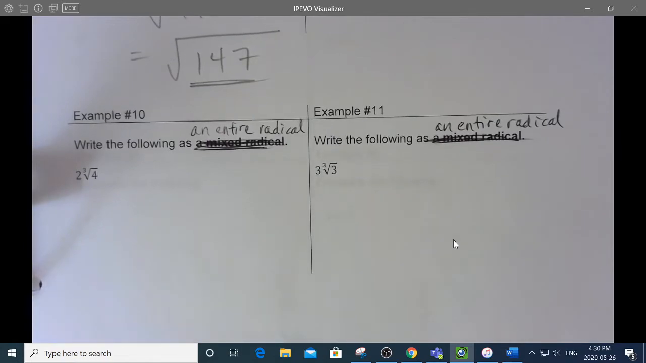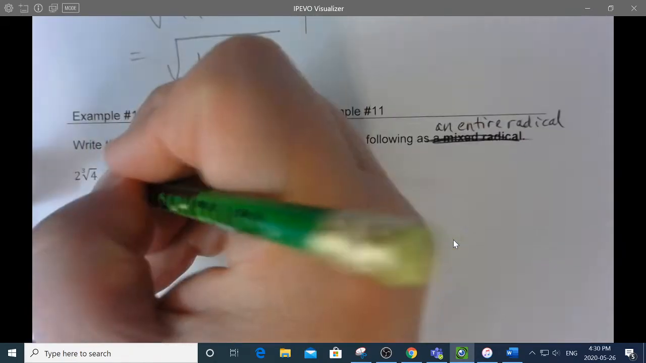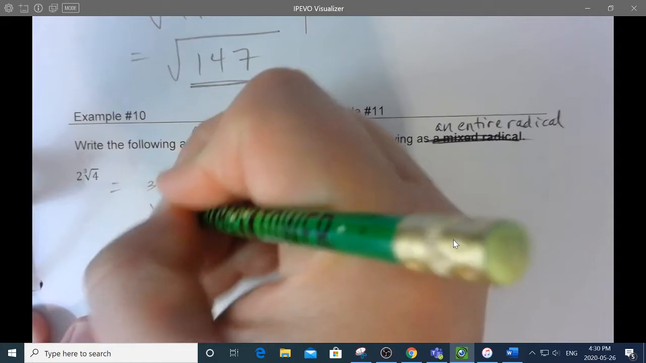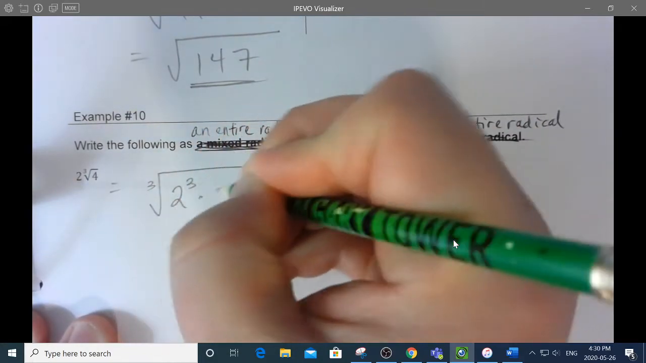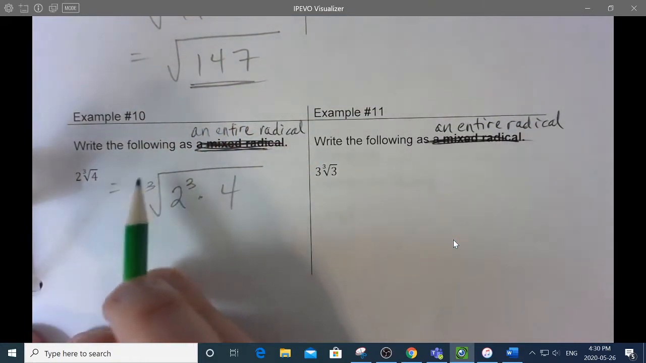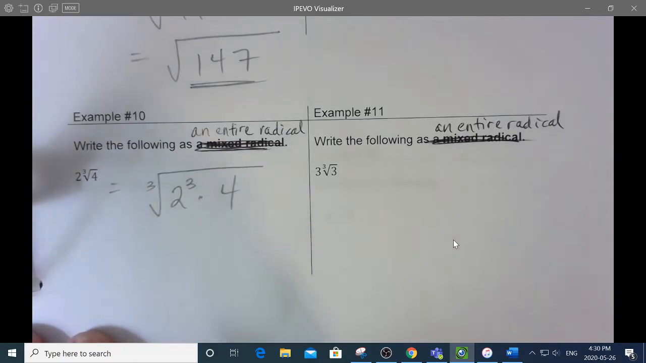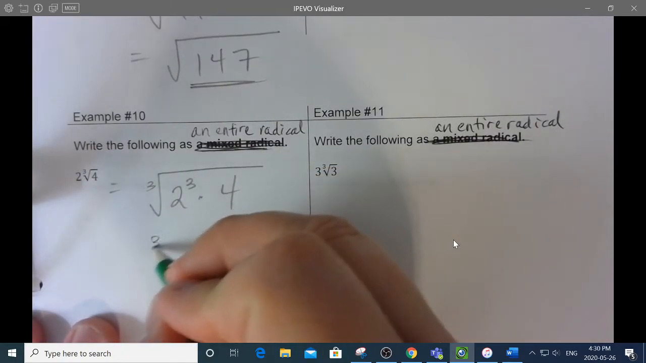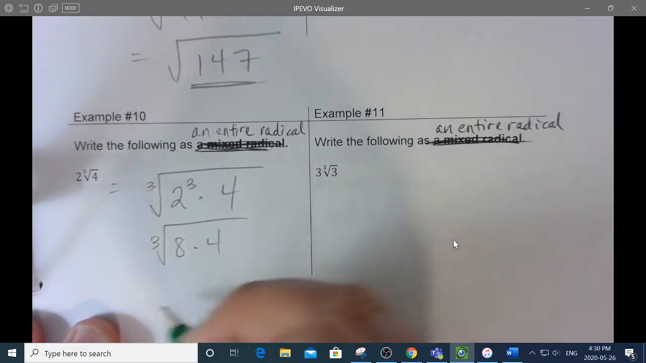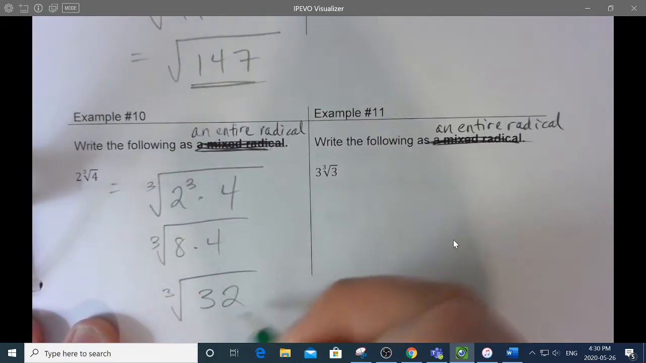Now, number 10, same trick, but with cubes. So ask yourself what you do with that. Feel free to try it on your own. Pause the video and then wait, and I'll do it with you. Did you get them? Did you get that this one would be the cube root of 2 cubed times 4? The only way this came out of the radical was if it was a perfect cube, and 2 cubed is 8, so this is the cube root of 8 times 4, which is the cube root of 32.